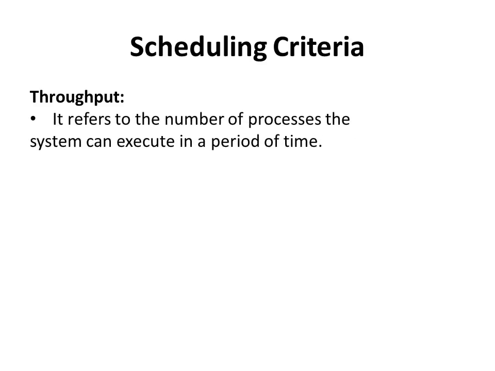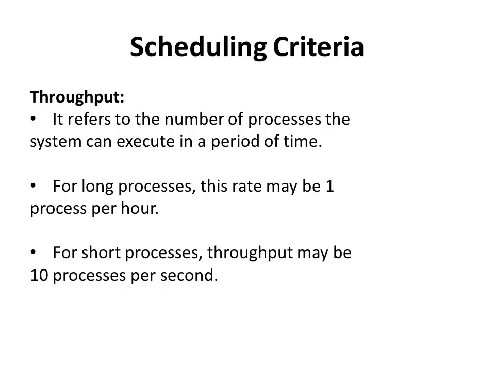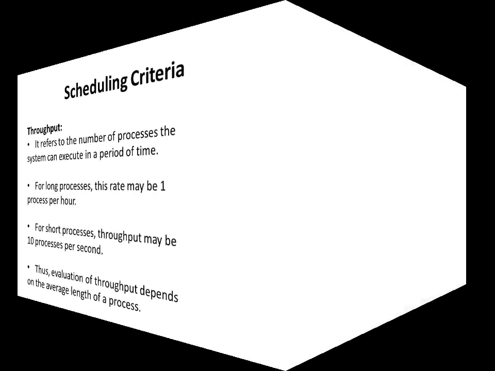Throughput. It refers to the number of processes that system can execute in a period of time. For long processes, this rate may be 1 process per hour. For short processes, throughput may be 10 processes per second. And thus, evaluation of throughput depends on the average length of a process.